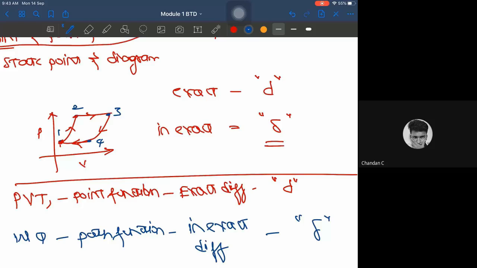Gaurav, yes, sir. Yes, Gaurav. So what do you mean by exact and inexact differentials? Why is the point function called an exact differential?